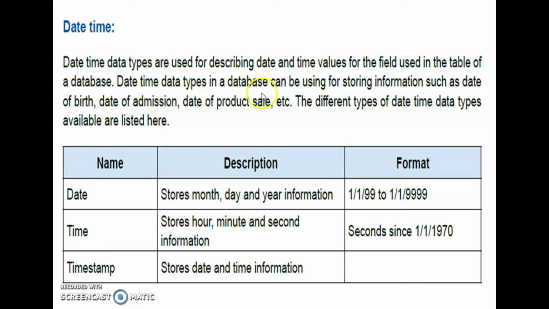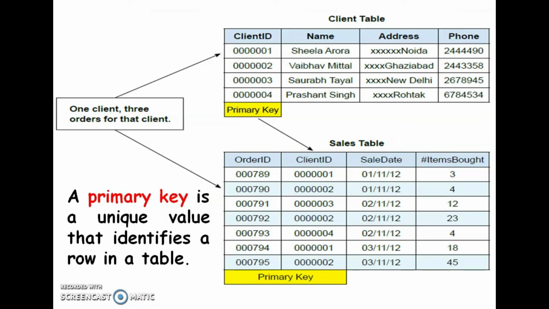Date and time data types in a database can be used for storing information such as date of birth, date of admission, date of product sale, etc. The different types of date and time data types available are listed here. Date stores month, day and year information. Time stores hour, minute and second information. Timestamp stores date and time information. Okay, clear?